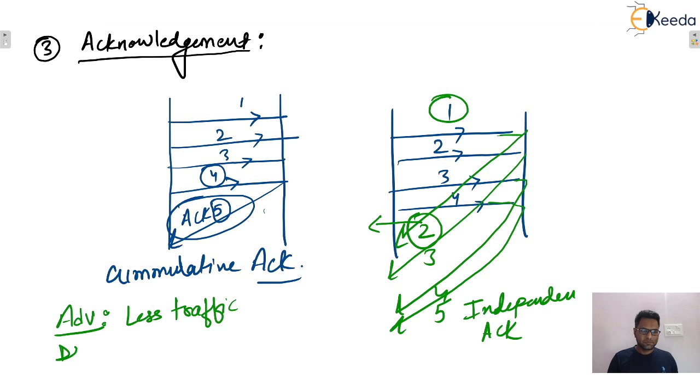And the disadvantage is that if this acknowledgement gets lost, then we will assume that all the packets got lost. That will be the safest assumption. If this acknowledgement gets lost and we assume that all the packets got lost, then again we need to retransmit all these packets. So here reliability is less.